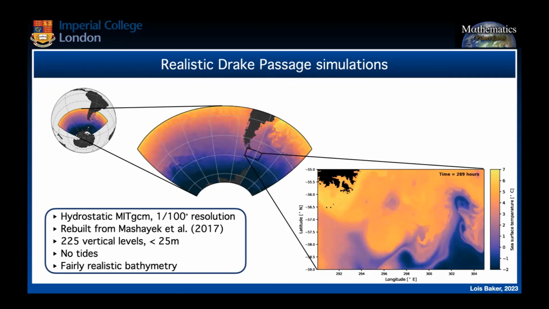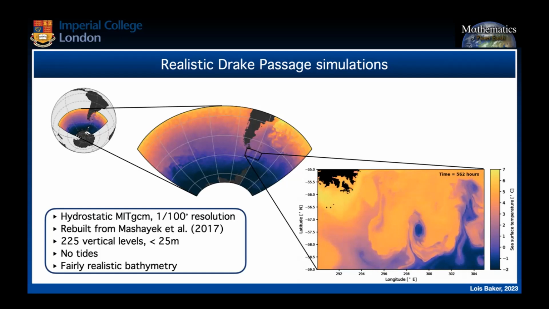It's got 225 vertical levels at less than 25 meters. So we're just about resolving the lee wave field, although perhaps not all of it. One thing important to note is that we don't have any tides in the simulation, so no internal tides to complicate things, although obviously they might change the nature of the lee wave generation in reality.